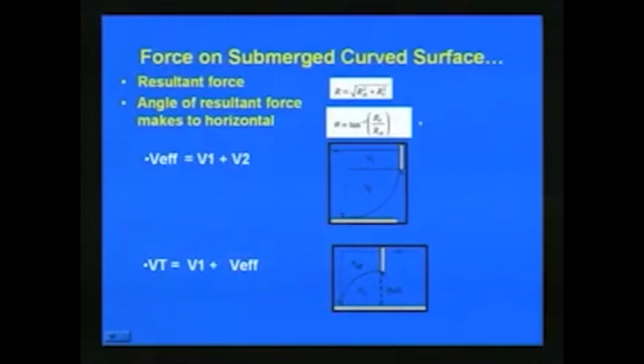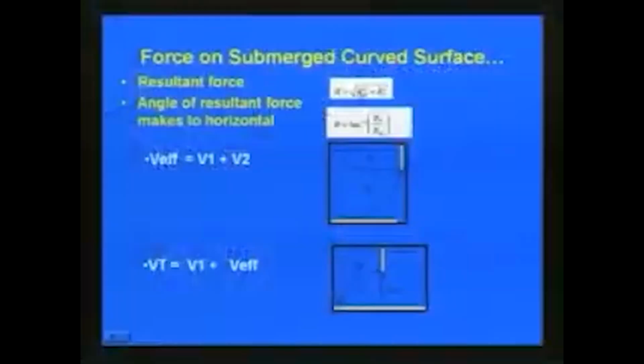So, after determining the resultant horizontal force and the resultant vertical force, the resultant force R we can determine as R is equal to the square root of RH squared, the square of the resultant horizontal force, plus the square of the resultant vertical force.